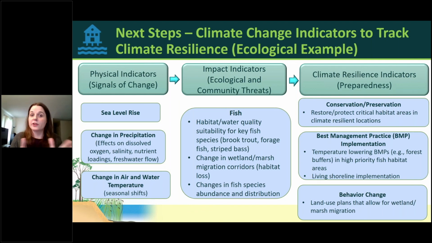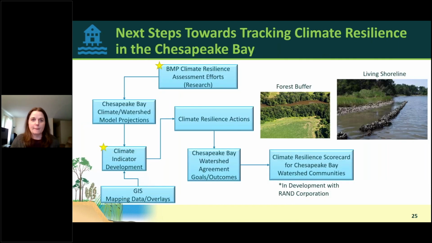We are in the very early stages of connecting all this information, but the goal is to actually have a climate resilience scorecard for Chesapeake Bay watershed communities that make these connections. We have a lot of pieces here that will help lead to this. A lot of it is that we need to do more research and we need to gather more data, get more information.